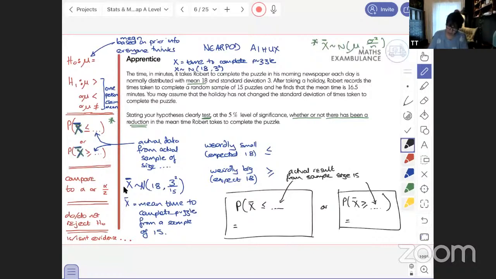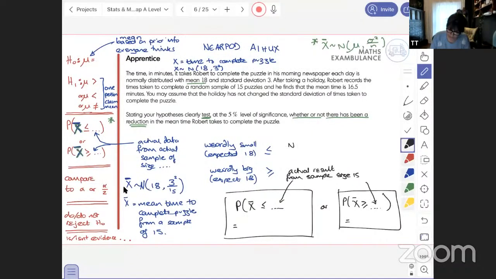Now, when you go into your calculator, you're going to tell it that you're doing normal CD. It's going to ask you what the mean is, and you're going to tell it that the mean is 18. And it's going to ask you what the variance is or what the standard deviation is. So the standard deviation is going to be 3 divided by the square root of the sample size. That's what goes into your calculator.